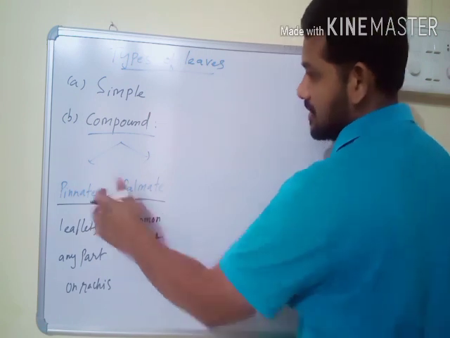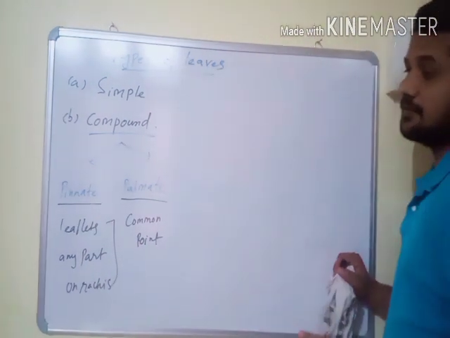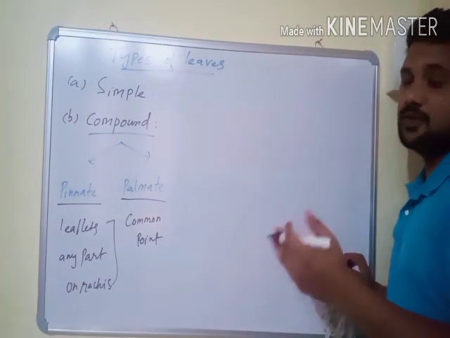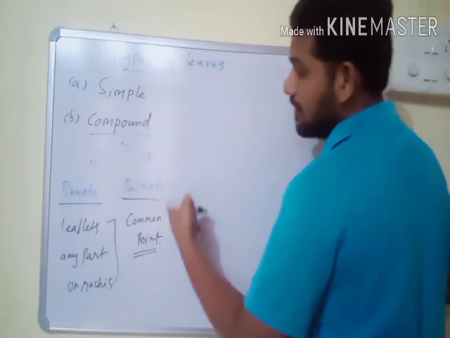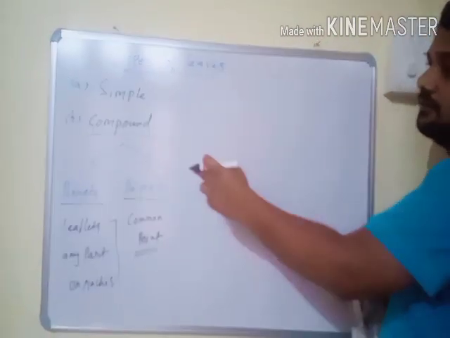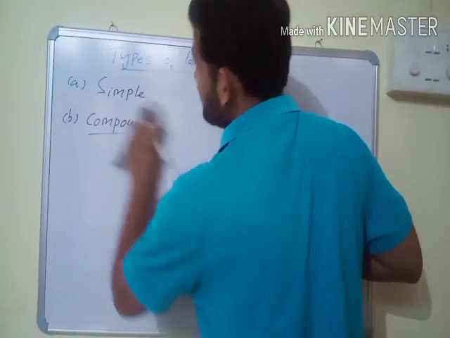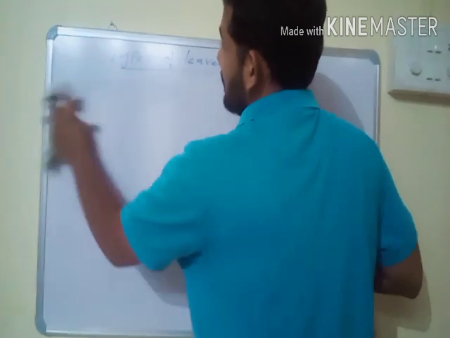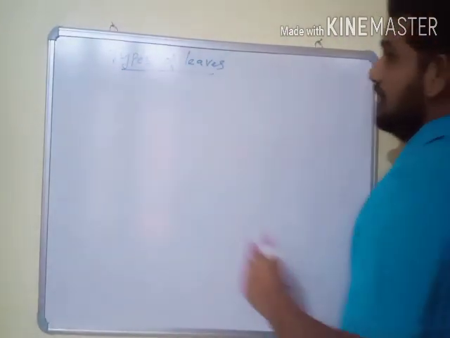This is the difference. In pinnate compound leaves, leaflets are present at any part of the pinna, and the pinna is also divided into a number of types. In palmate compound leaves, all leaflets originate from a common point. So now we will discuss pinnate compound leaves. In pinnate compound leaves, the lamina rachis possesses a number of leaflets.